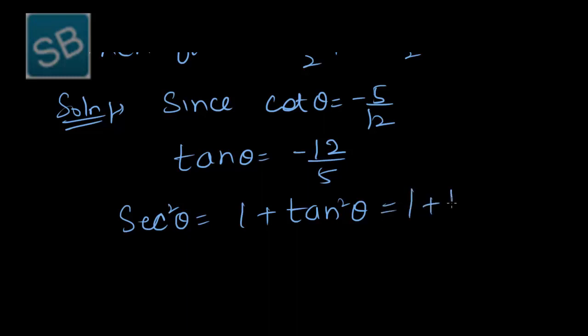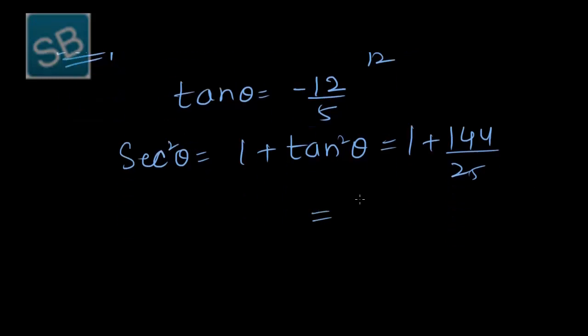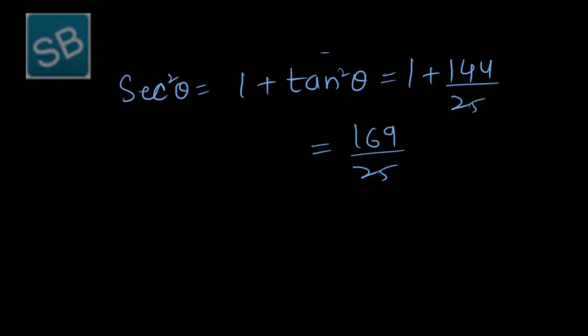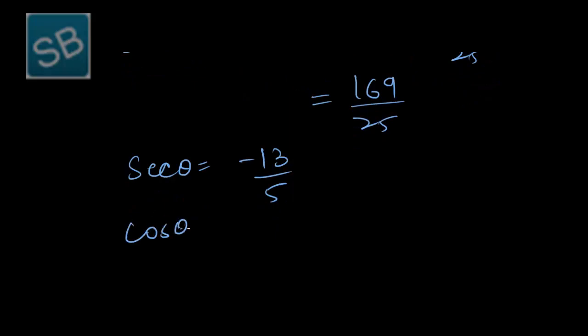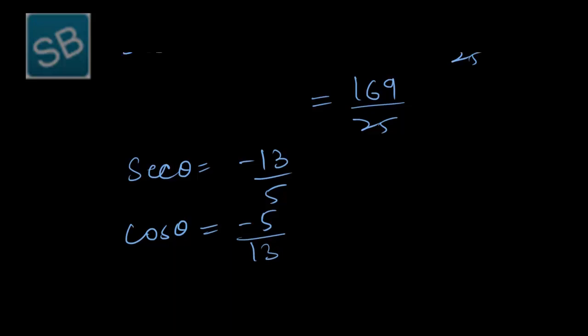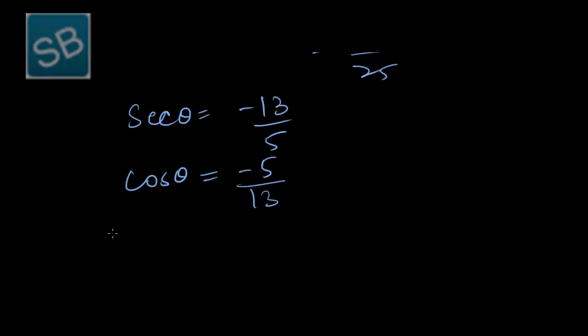So just see, we will get 1 plus 144 over 25. That is, by taking the LCM we get 169 over 25. So as theta lies in second quadrant, secant is negative. So secant theta is equal to minus 13 over 5. That implies cos theta is equal to minus 5 over 13.